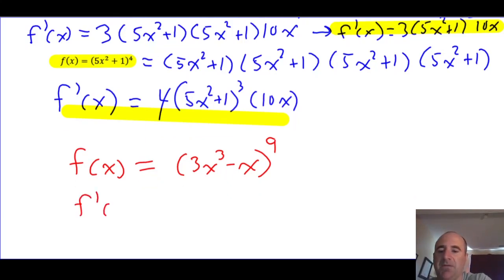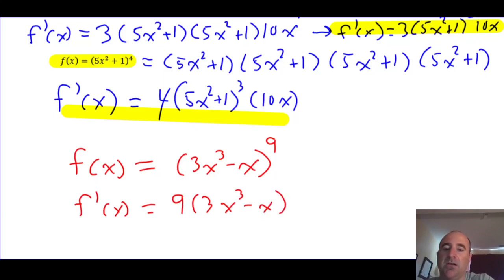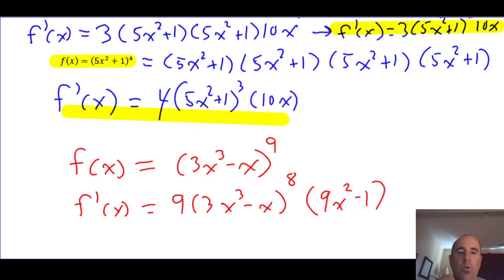We would say f prime of x, bring the 9 down, just like we're doing the power rule. The only difference is we then take, sometimes people say multiply by the derivative of the guts or the base of the power, which in this case is of course 3x cubed minus x, which has a derivative of 9x squared minus 1. So there is that derivative all in one step.